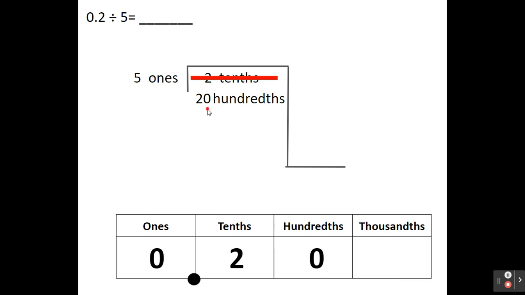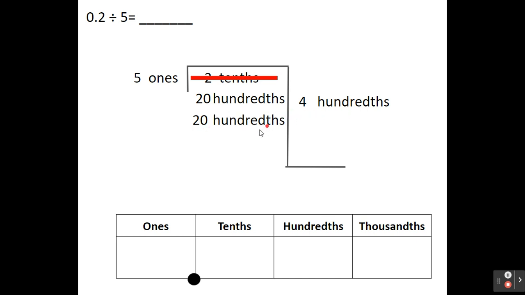We know 5 times 4 is 20. So we're placing 4 on the outside. 5 times 4 is 20. So we're going to place 20 underneath. And remember, we're trying to get to hundredths. So we're going to put hundredths on the outside and down here in the center. So now we can subtract. 20 hundredths minus 20 hundredths is 0 hundredths.